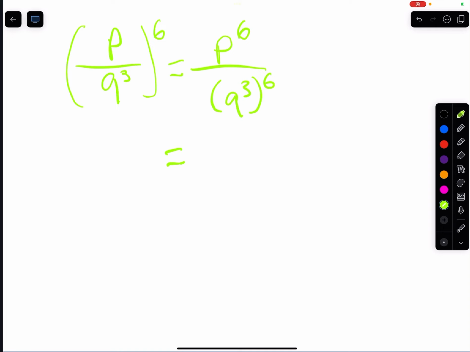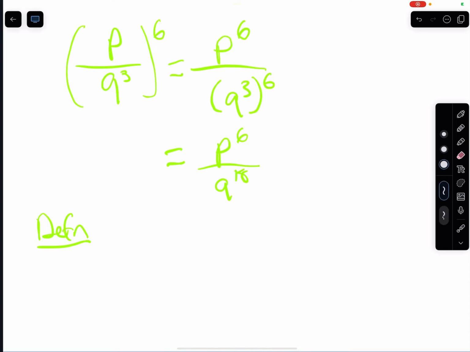And what rule does that use? Well, that uses the power rule of exponents again, and we can multiply those two powers together to give us 6 times 3, which is 18. So we have p to the 6 over q to the 18. Let's write the definition of the power of a quotient rule of exponents. There's a lot of work of exponents used in these rules.